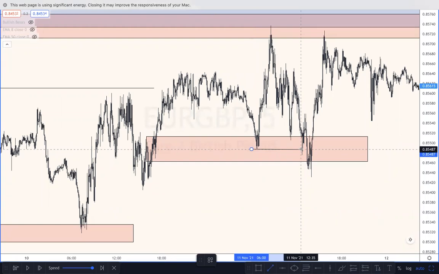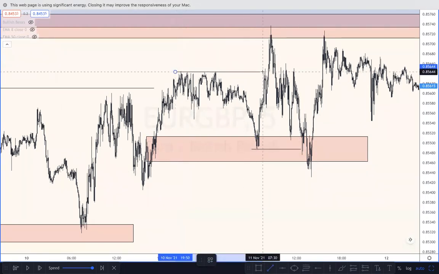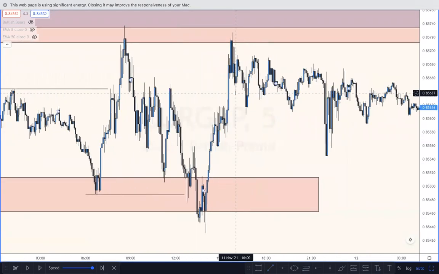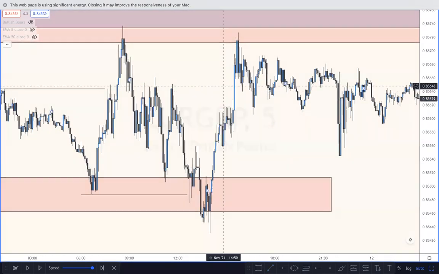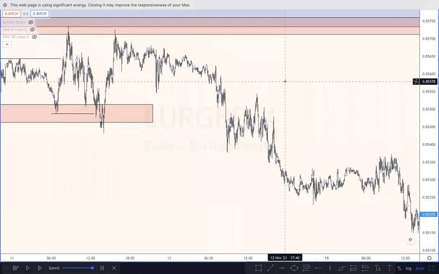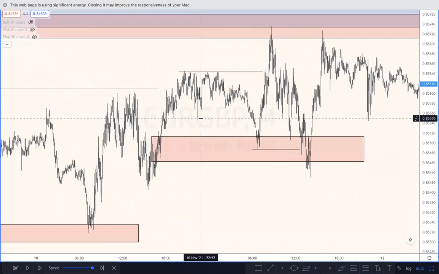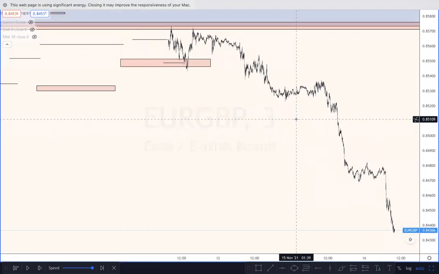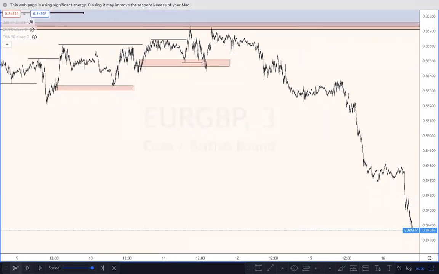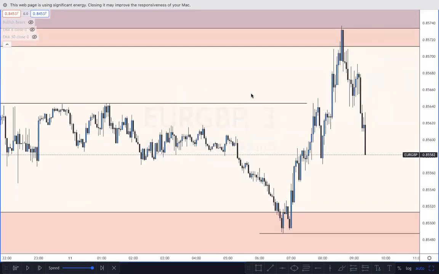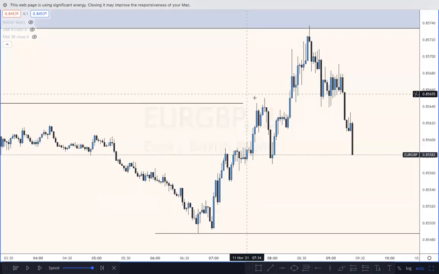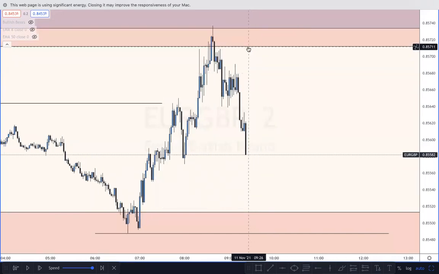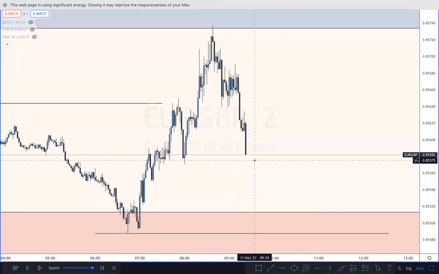Structural break, liquidity, drop. Let's go 4, 3. Let's cut it. 2. Now look, fair value gap sitting right there.